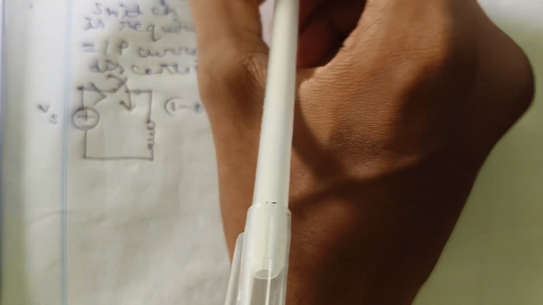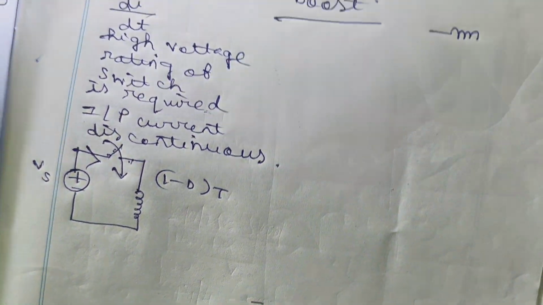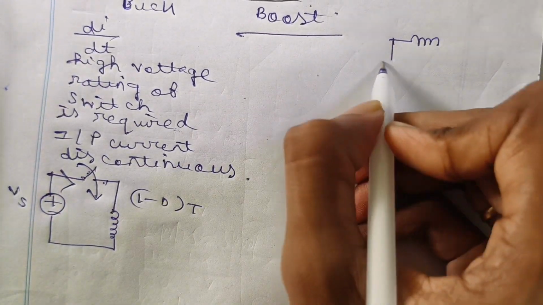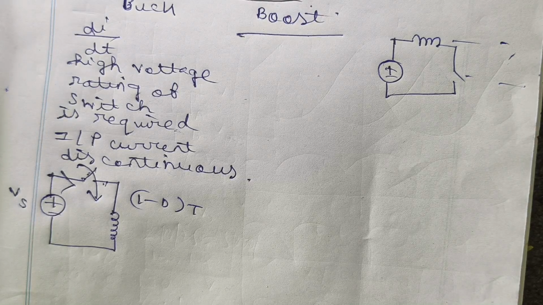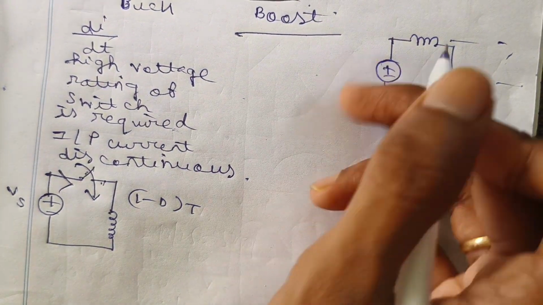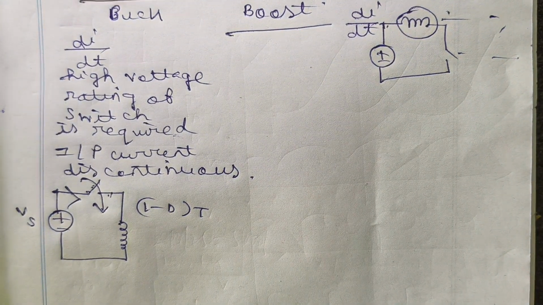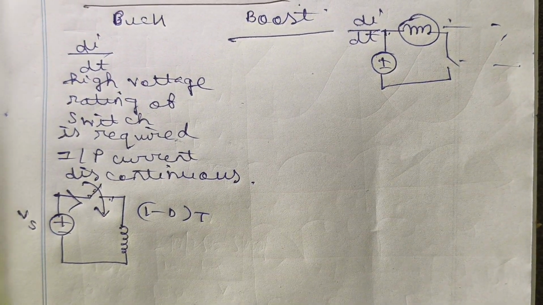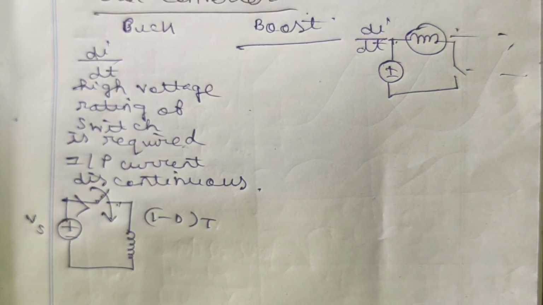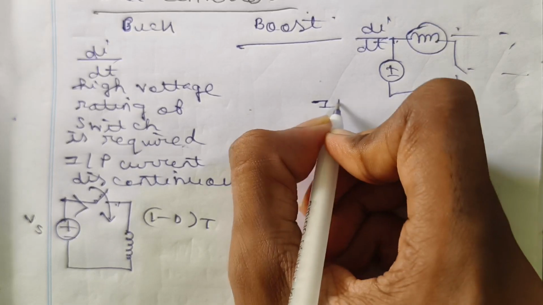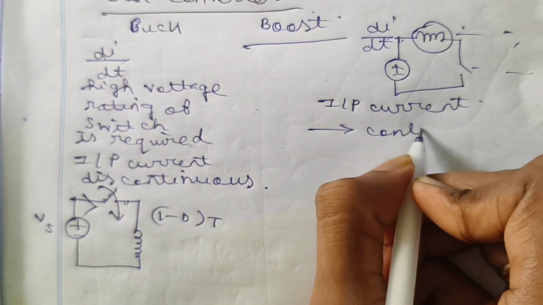In case of the boost converter, the inductor was connected like this, so there was the supply voltage, then the switch, and the di/dt is limited by the inductor. The inductor does not allow sudden change of current, so that is why it limits a high amount of current through the source. Now the input current, that is the IS or source current, is continuous here.